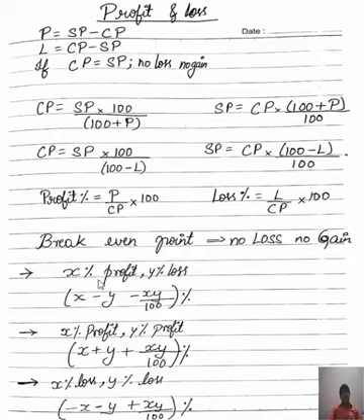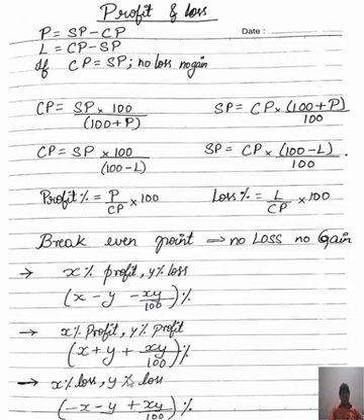If I am telling there is an X% profit and a Y% loss, how can I write it? Profit I will always take as positive and loss I will consider as negative. So it is X minus Y minus XY, all divided by 100, that many percentage. If there is a 5% profit and 2% loss, then it is 5 minus 2 minus 5 twos are 10, 10 divided by 100 percent. If there is x% profit and y% profit, that is given by x plus y plus xy divided by 100 percent. Overall percent you have to calculate like this.